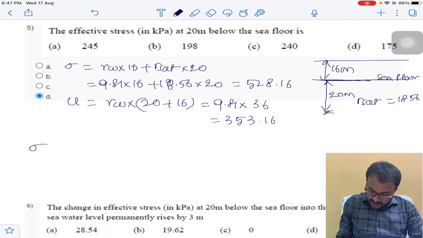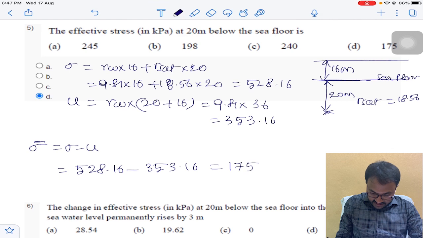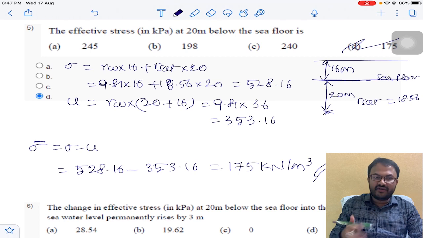You will get 353.16. Now effective stress sigma bar is equal to sigma minus U. Sigma bar is equal to sigma, which is 528.16, minus U, which is 353.16. Obviously you will get 175 kilonewton per meter cube. Clear? Answer D for question number 5.